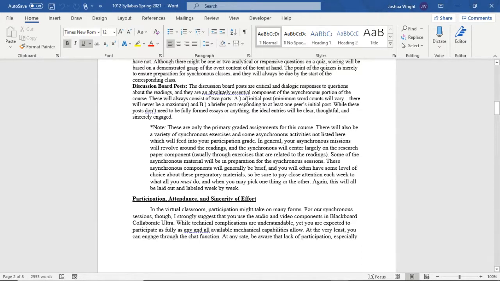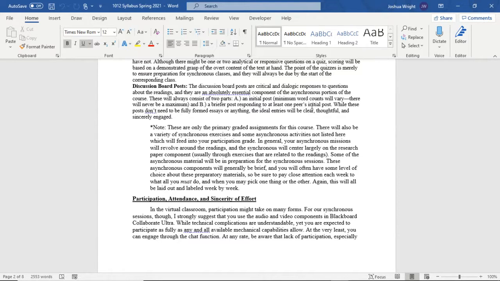You'll always have to do every single discussion board post. You'll have to do an initial post. The word counts will vary, but it'll generally be a minimum of 250 words. There will never be a maximum. I want to encourage you to write them as long as you want, and let your thoughts flow. And then you'll always have to do a briefer post to at least one peer's initial post.